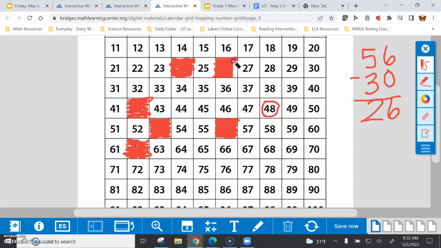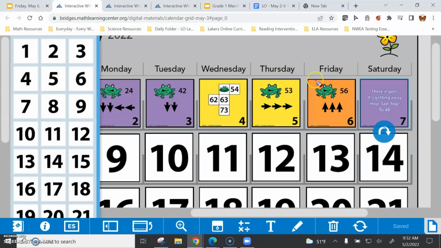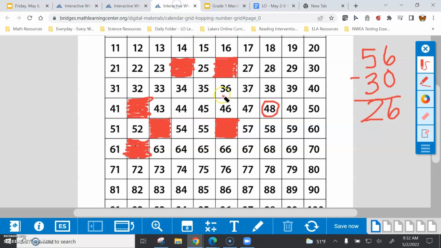All right, All Star. So we had 26 as a number we landed on. And what we're going to do is look at Saturday's card. Since we won't be here on Saturday tomorrow, let's just do this one today. It says, there it goes. It's getting away. Hop, Tad, hop. 48. So, wow. We're on the number 26, and we're trying to go to the number 48. In order to go over to 48, we need to go over to the right, 1, 2, and then down, 1, 2. So let's do that.